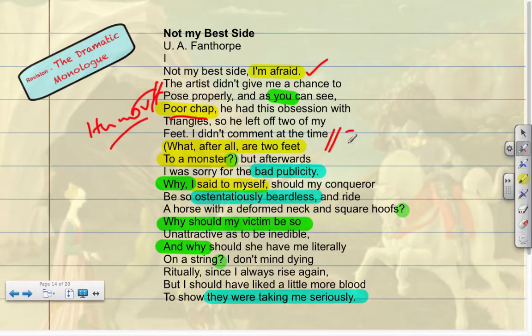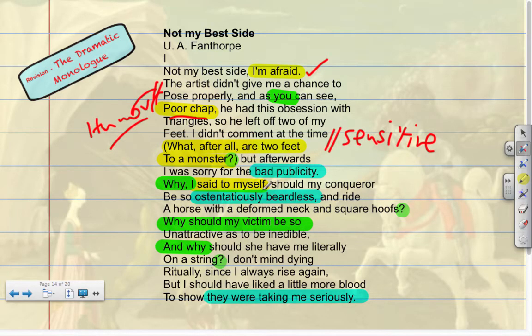So what you get here is that he's sensitive. He feels put out by the fact he hasn't got his 4 feet, but he doesn't say anything because he's aware of the artist's feelings. But afterwards, I was sorry for the bad publicity. So the blue highlights, we're trying to get some insight into this presentation. For bad publicity, why does a dragon need publicity?